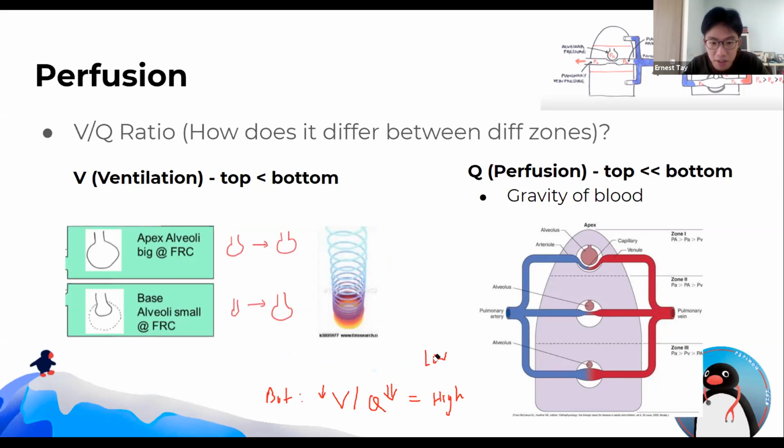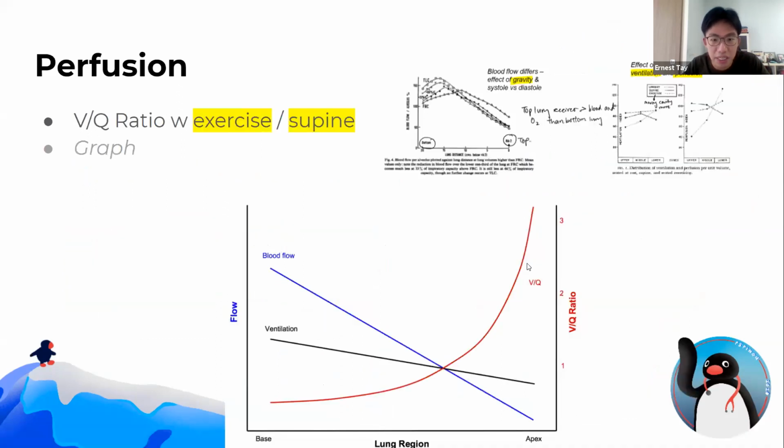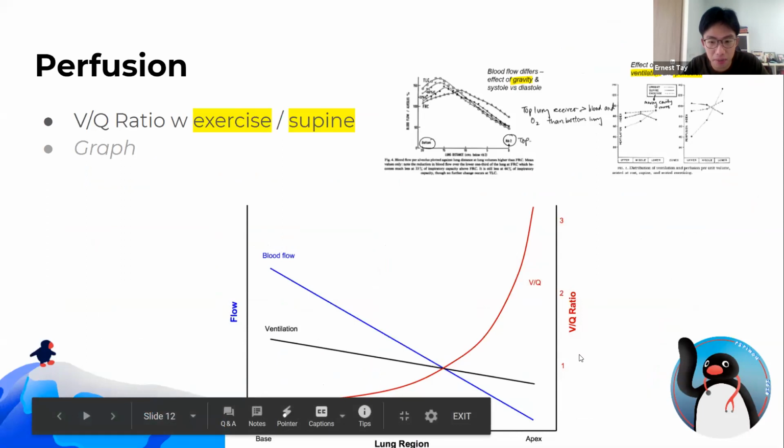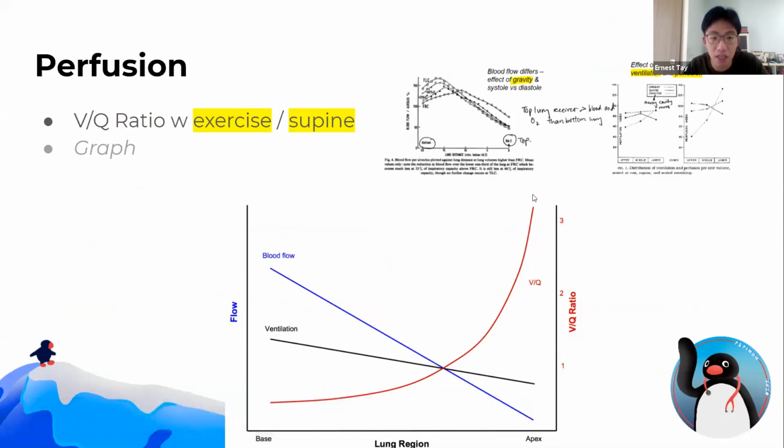All right, so I'll just move on. I guess why all this matters is because we need to know how the VQ ratio changes. So if you look at this graph over here, the VQ ratio increases as it goes towards the apex of the lungs, which makes sense.